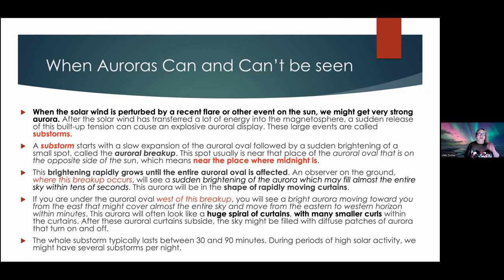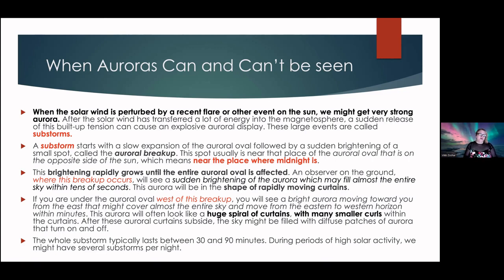So, when can we see auroras and when can't we? When the solar wind is perturbed by a recent flare or other event on the sun, we might see auroras. After the solar wind transfers lots of energy into the magnetosphere, and of course all the material builds up tension, they cause explosive auroral displays. And these are called substorms.